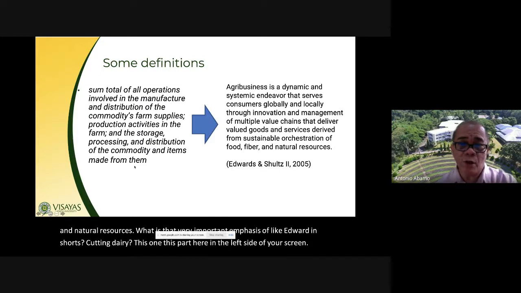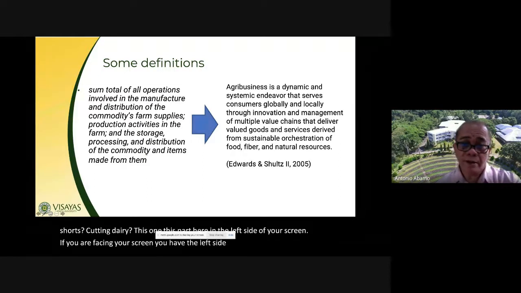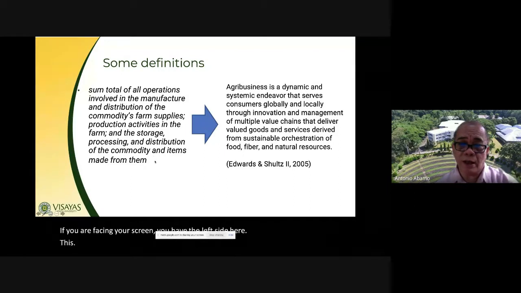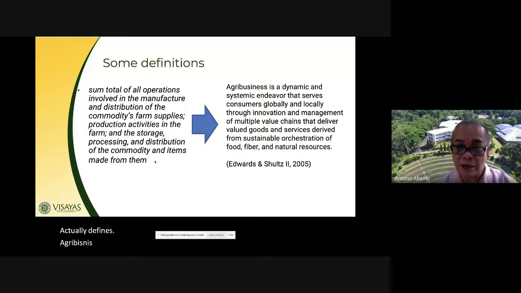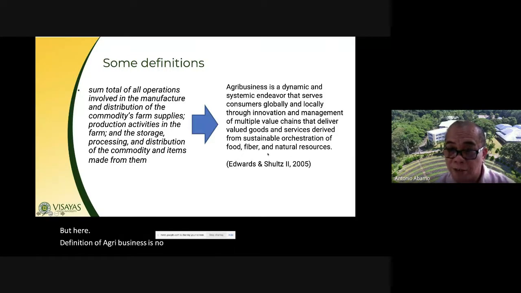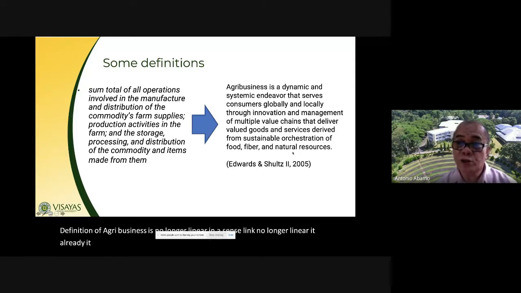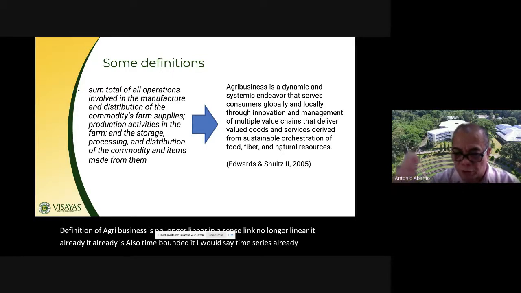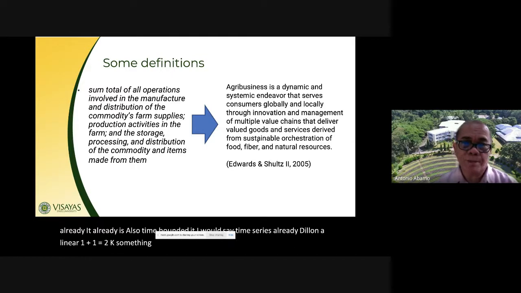If you are facing your screen, you have the left side here. This actually defines agribusiness linearly. But here, the definition of agribusiness is no longer linear. It is also already time bounded. I would say time series already. Not just linear, 1 + 1 = 2. So it's not linear when it comes to corona.